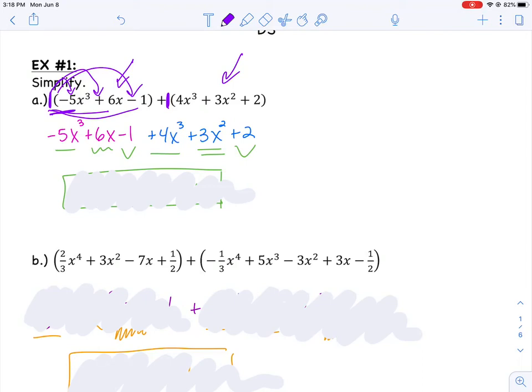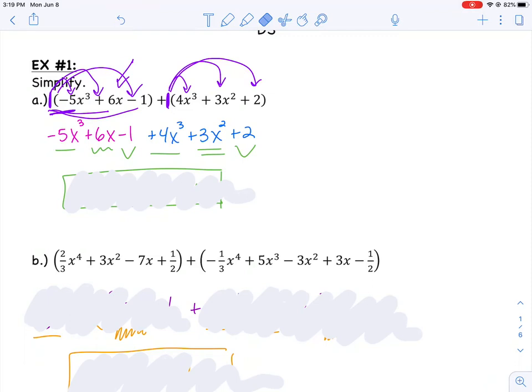So there's my pink. And then I want to distribute this positive 1 through to the second polynomial. So what is 1 times 4x cubed? Well, we just get a positive 4x cubed. What's a positive 1 times a positive 3x squared? Well, that's where I get a positive 3x squared. And a positive 1 times a positive 2 gives me a positive 2. So now I have a whole bunch of different terms. I have no more parentheses. And so now all I have to do is combine my like terms.